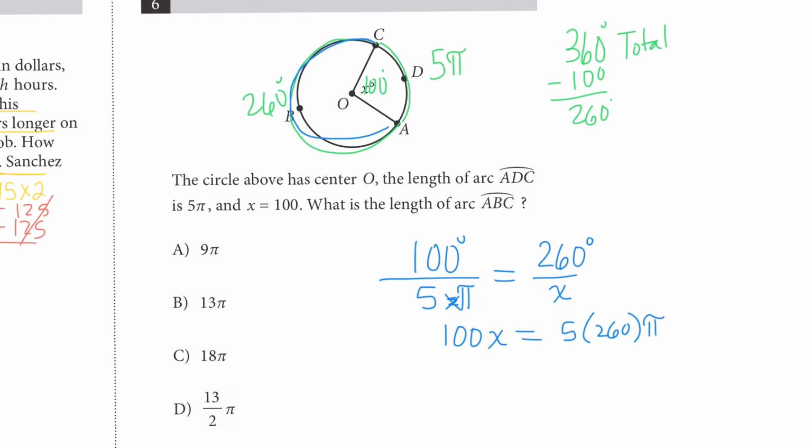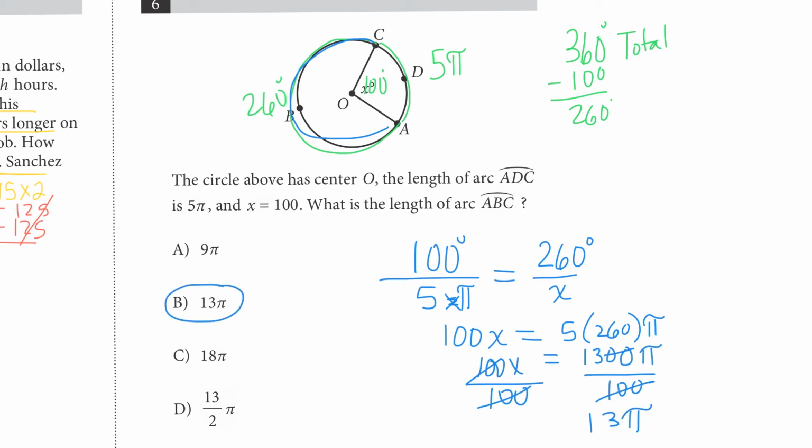And if we multiply 5 times 260, 5 times 26 is 130. So that's 1300 pi, and over here you have 100x. And if you divide by 100 on both sides, these cancel out, and these two zeros cancel out, and you're left with 13 pi. So your answer here should be B for number 6.